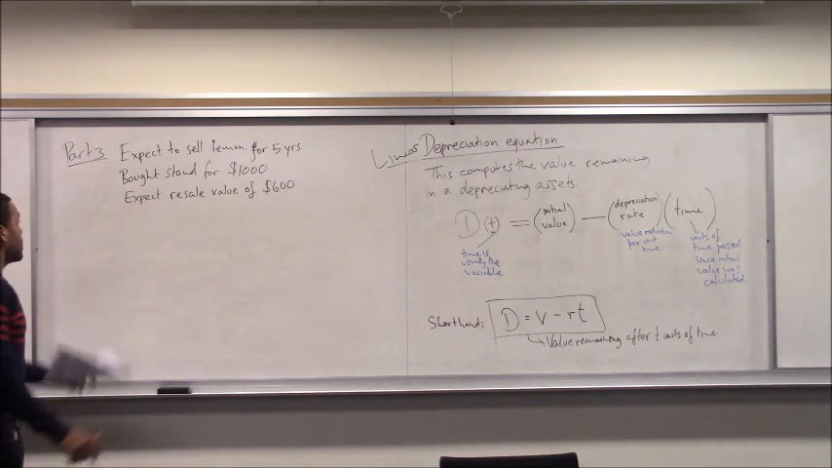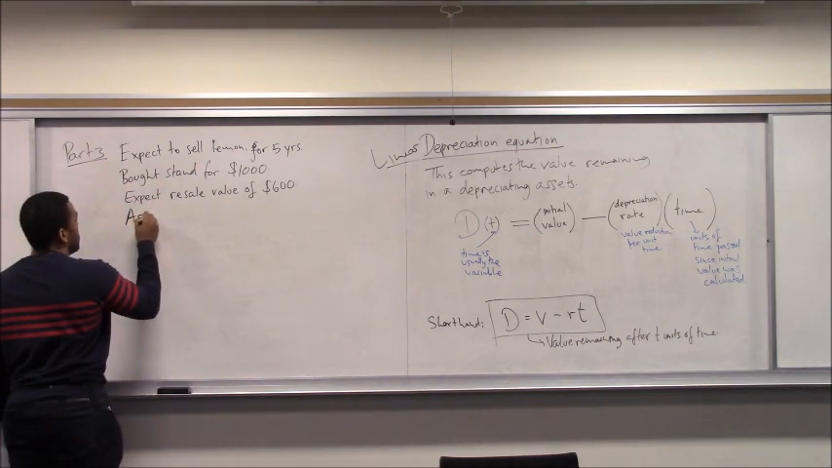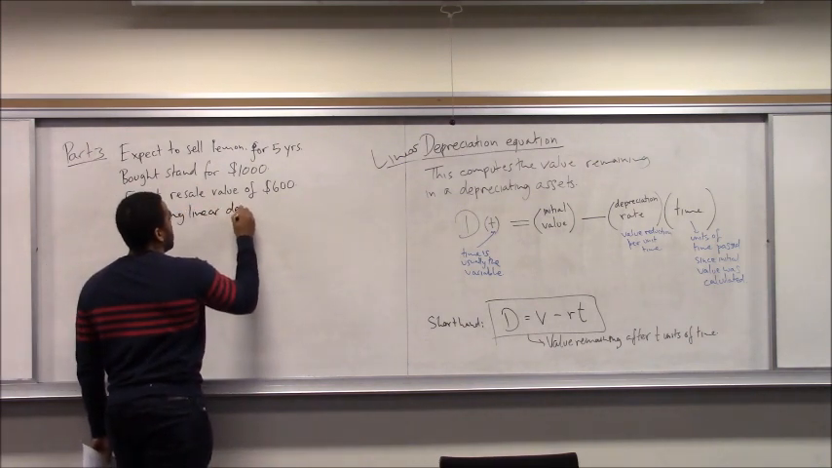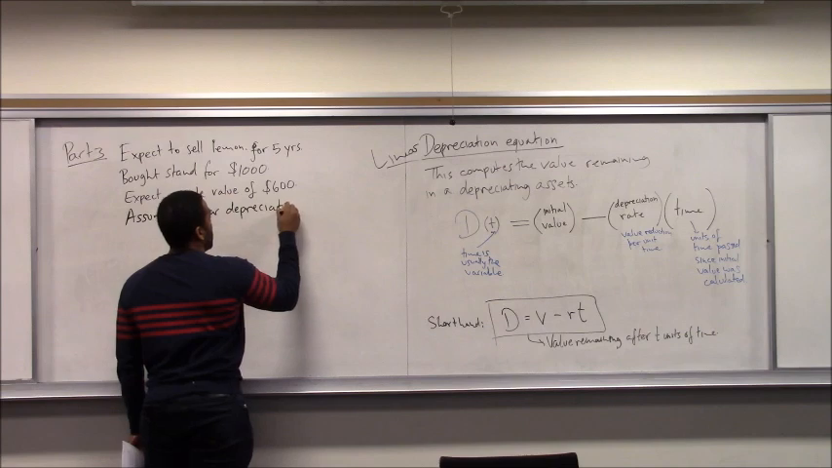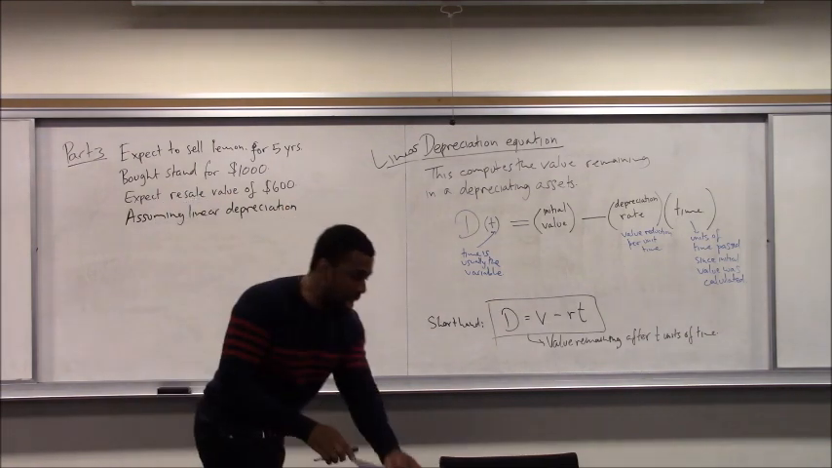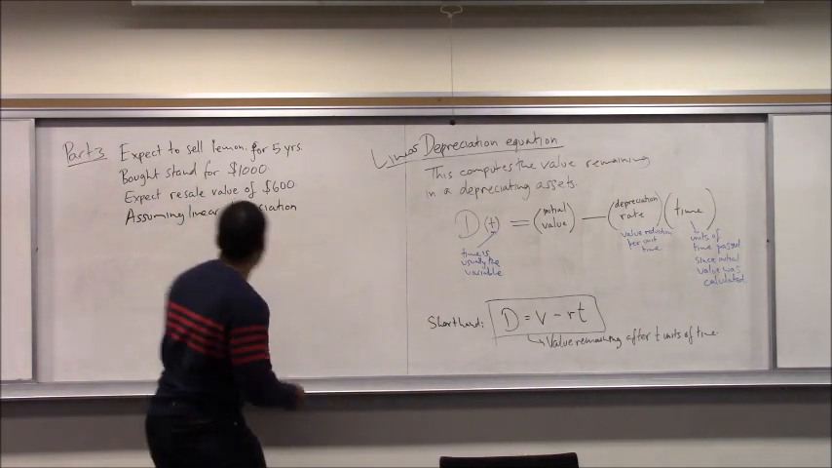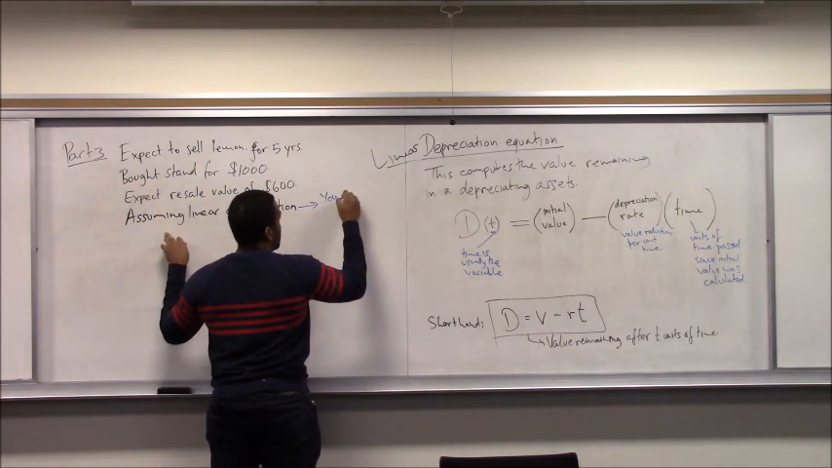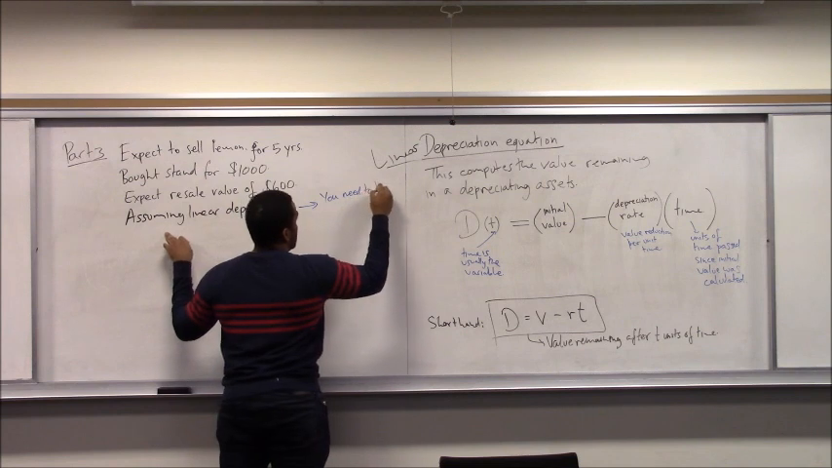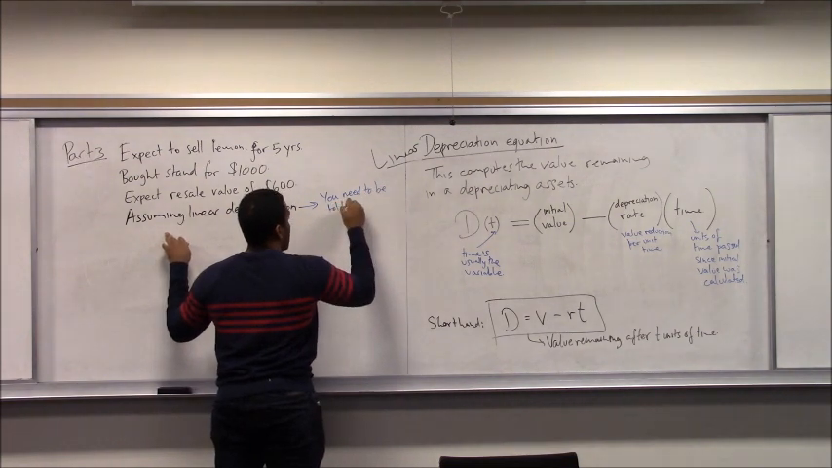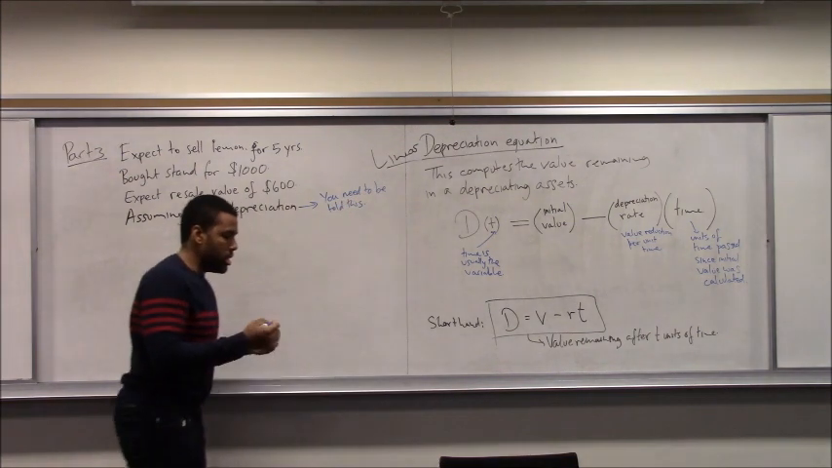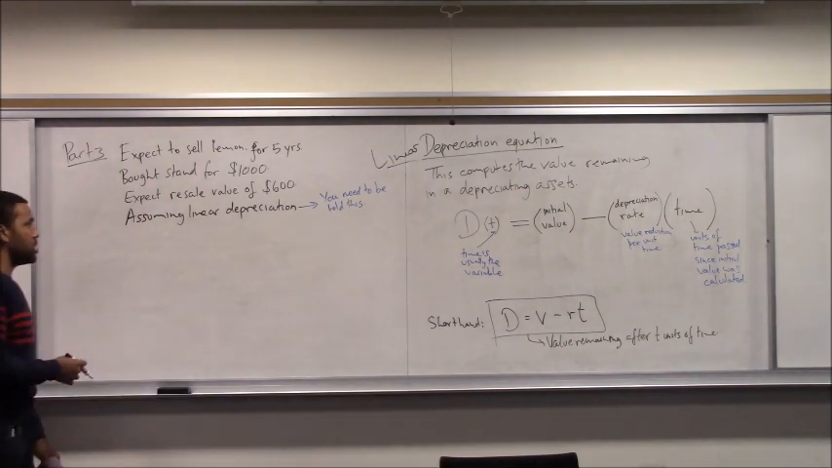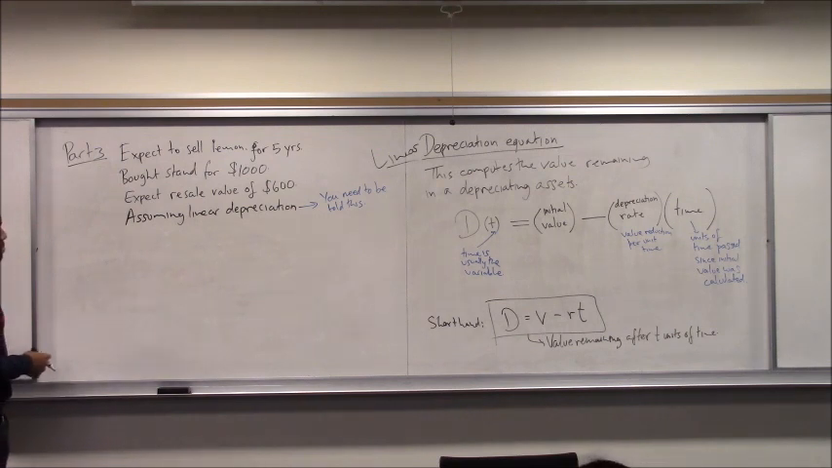So now the problem is going to tell you to assume linear depreciation. And again, you would have to be told this because, as I said, depreciation is hard to calculate. You need to be told this. Depreciation is not linear in general. So you have to be told that you're assuming that it's depreciating linearly.